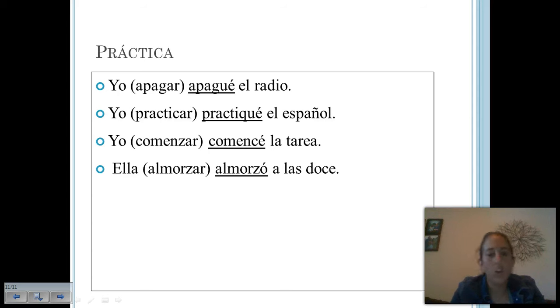Again, know that the Z does not change to a C because we are not in the yo form. And that's it. Let me know if you have any questions.